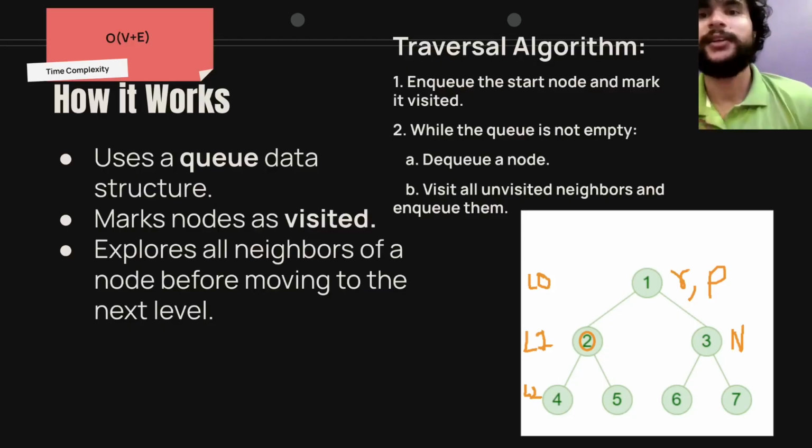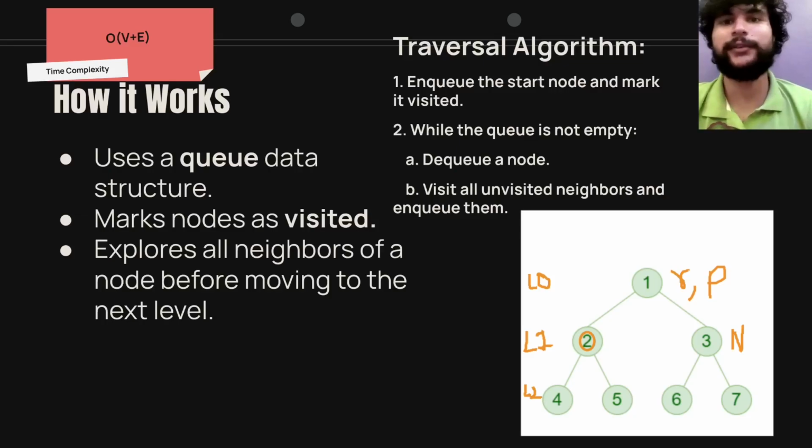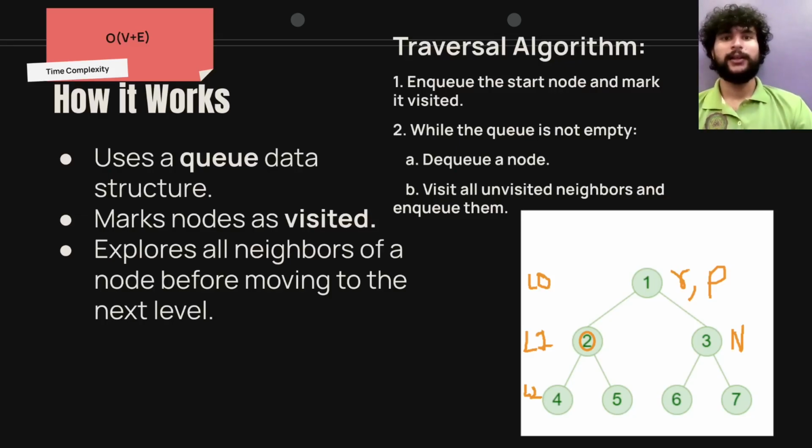So let's now understand how breadth first search actually works. So breadth first search, or BFS, works in a very systematic way. The main idea is to explore the graph or tree layer by layer, meaning we visit all the nodes at one level before going to the next. To make this happen, BFS uses a queue data structure.